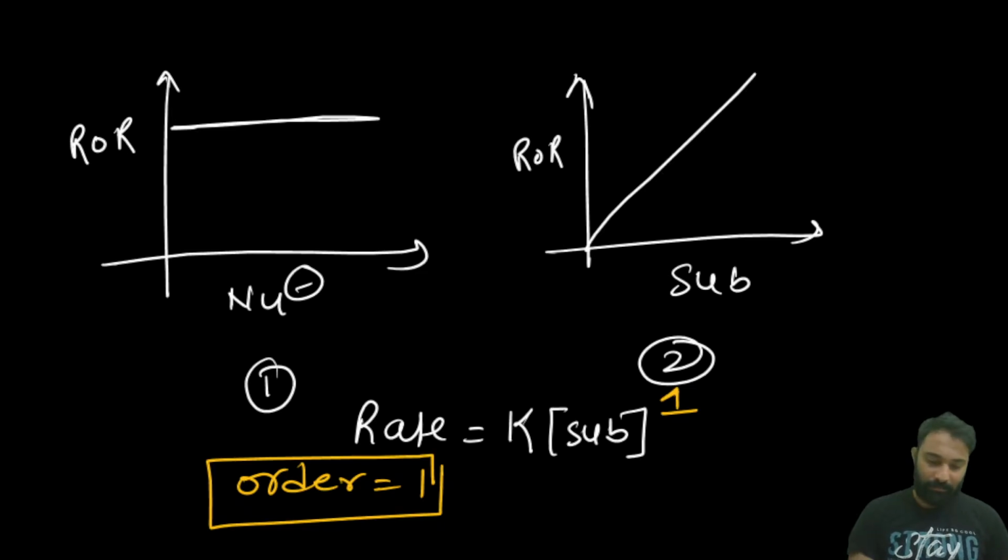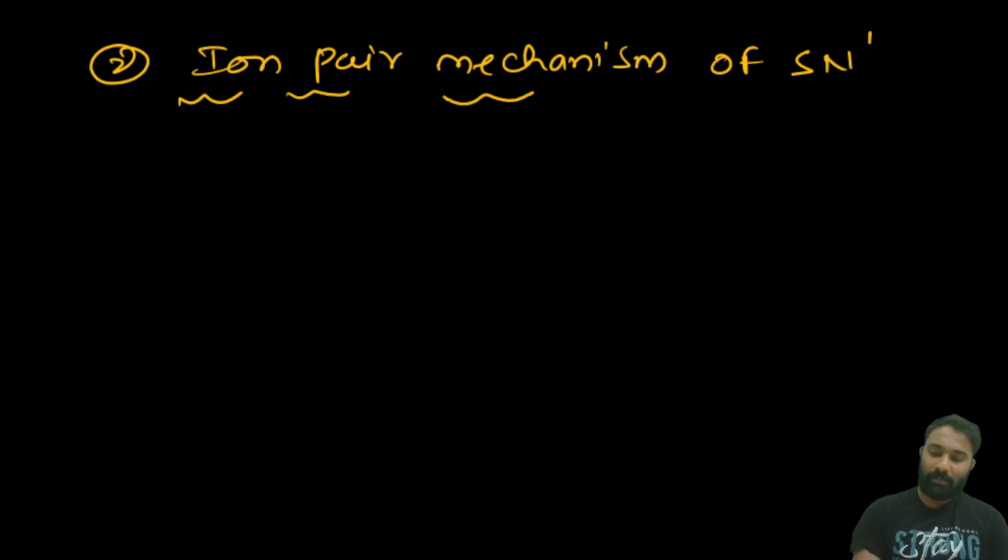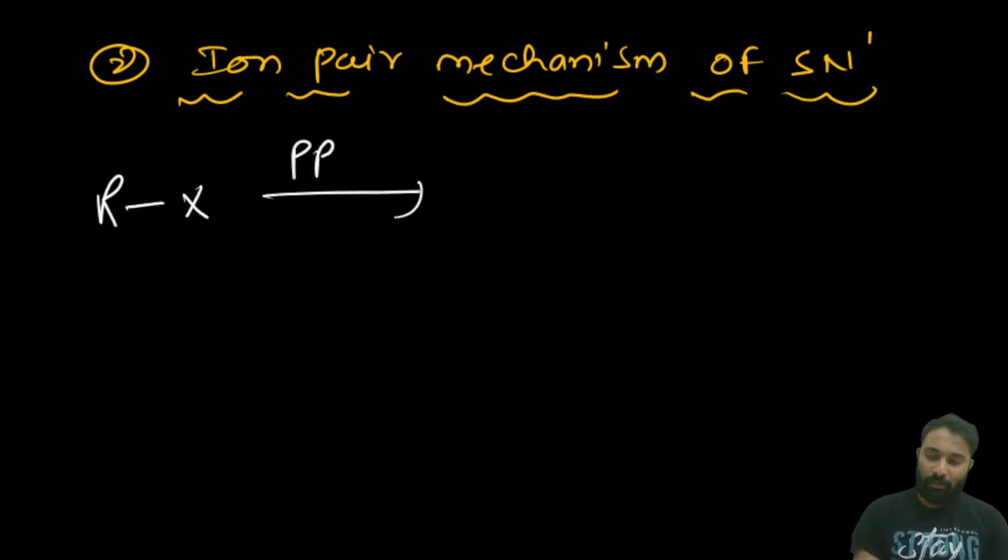Next type we are going to see is the ion pair mechanism. This is very important. Sometimes in statement based questions they may also ask about the ion pair mechanism of SN1. Now what is the meaning of the ion pair mechanism? Here you see, if you take the alkyl halide in the presence of a polar protic solvent, this is H2O.